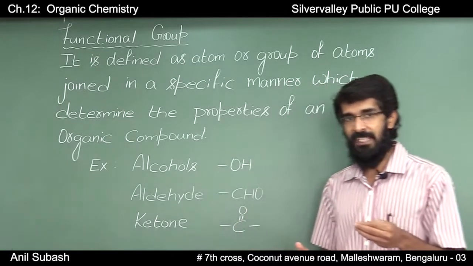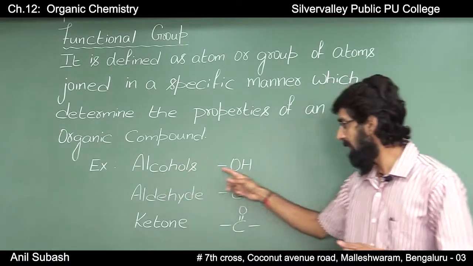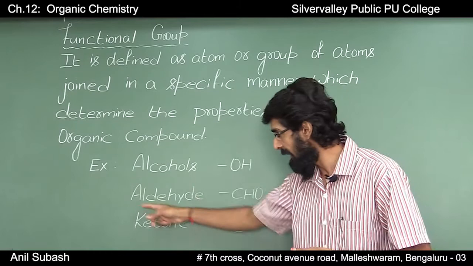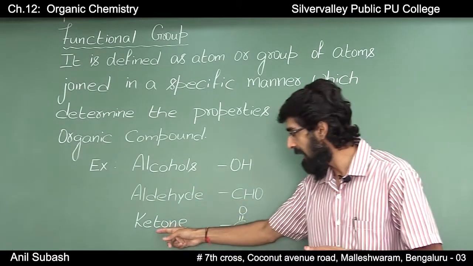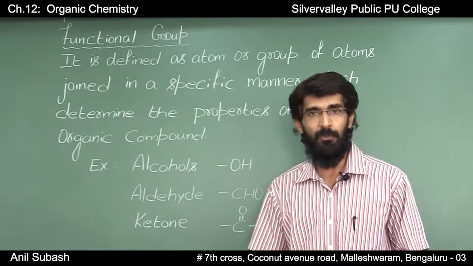We'll just take a few examples. Alcohols, they have a functional group OH. In the same way, aldehydes have a functional group CHO, and ketones have a functional group C double bond O.